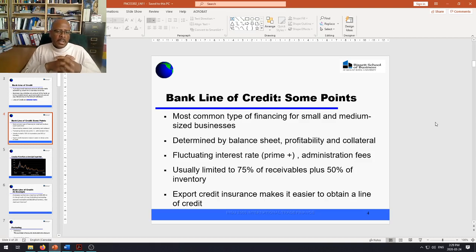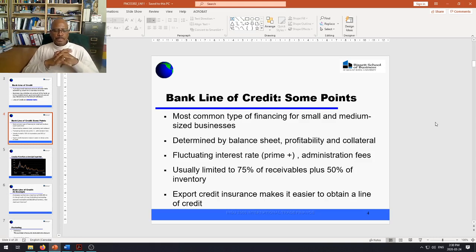The other point to note then, the interest you pay on the line of credit is not a fixed interest rate. It is what's called a floating or fluctuating interest rate that's generally based off prime. So it'll be the prime rate plus a certain amount depending on your creditworthiness. The more creditworthy you are, the lower the spread over prime is, and so on. There also are administrative fees that are kicked in that will come in periodically, so you have to be aware of that.